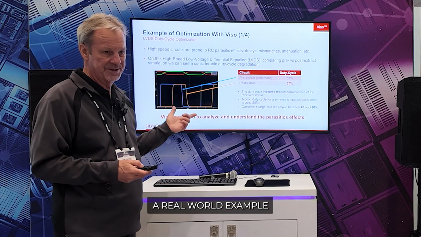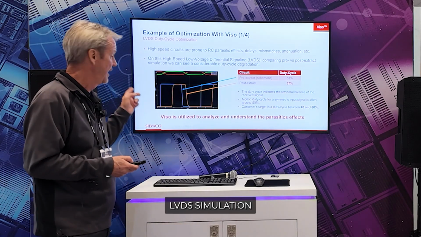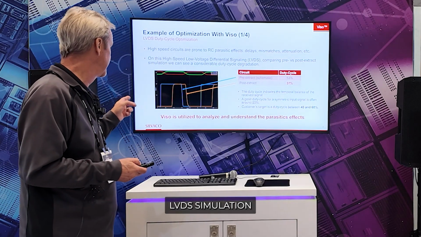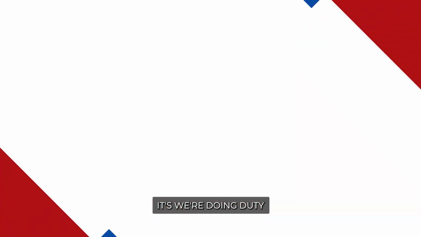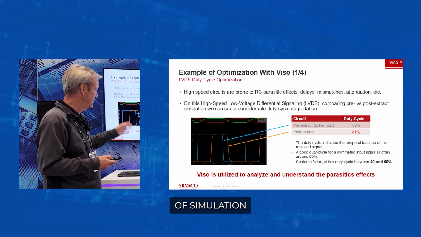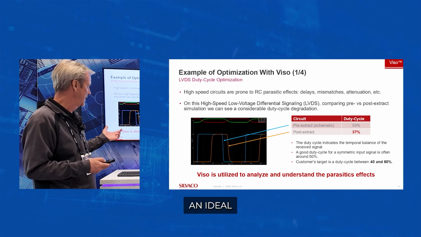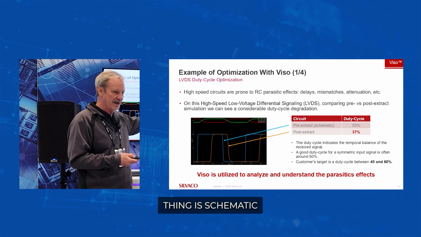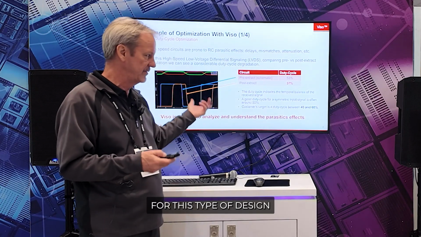Okay, here's a real-world example. In this particular example, we're doing an LVDS simulation, so a low voltage differential signaling simulation. We're doing duty cycle optimization. So it's a duty cycle optimization type of simulation. What they're looking for, the ideal thing in the schematic, is about a 50% duty cycle, and that's ideal for this type of design.